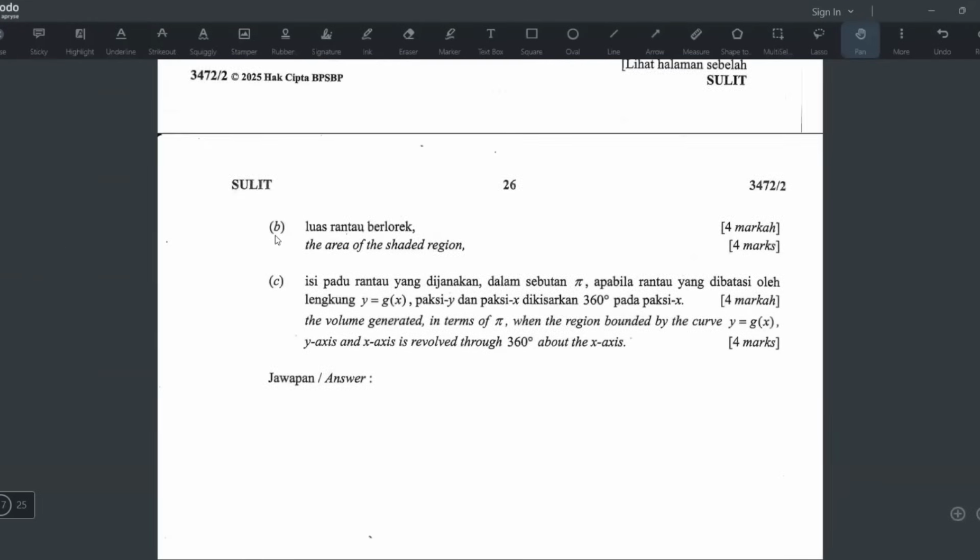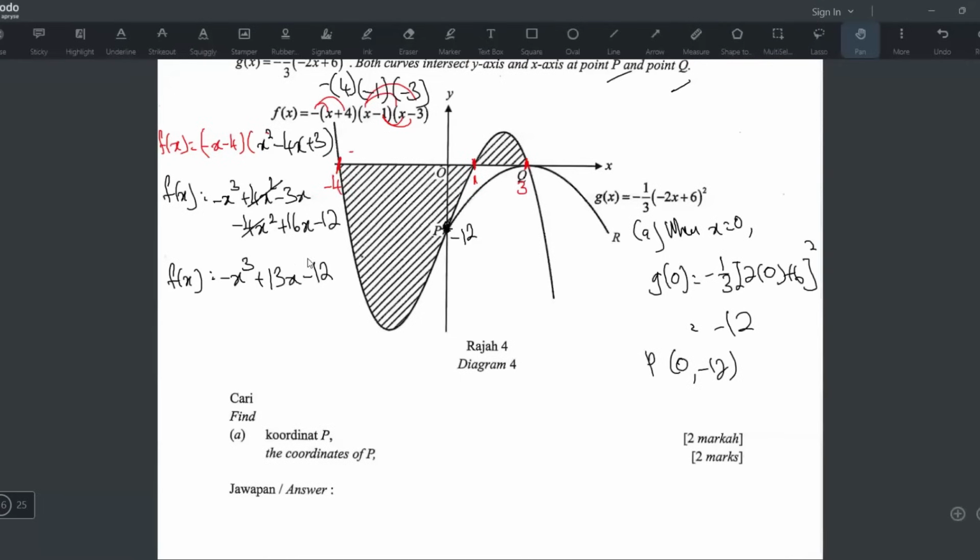Now we have to do B, area of shaded region. Okay, this one confirm we have to do integration already. All right, my B working I will write it here. All right, the area of shaded region I can see it's here and here, and you can see that the shaded regions are separated. Okay, it's like two separate regions, right? So that means you have to find it separately lah. This one you have to find separately. This one you have to find separately.